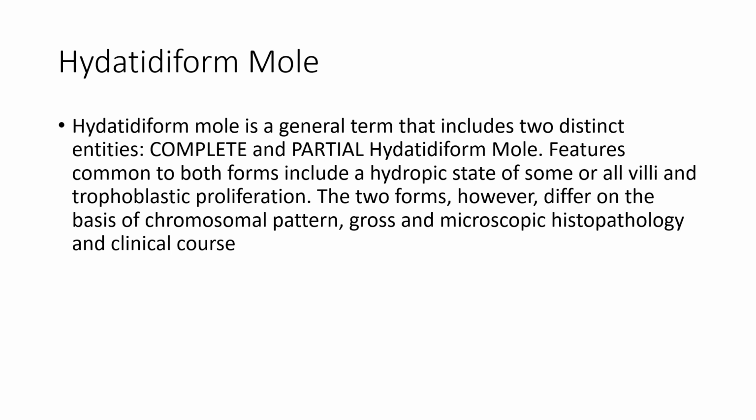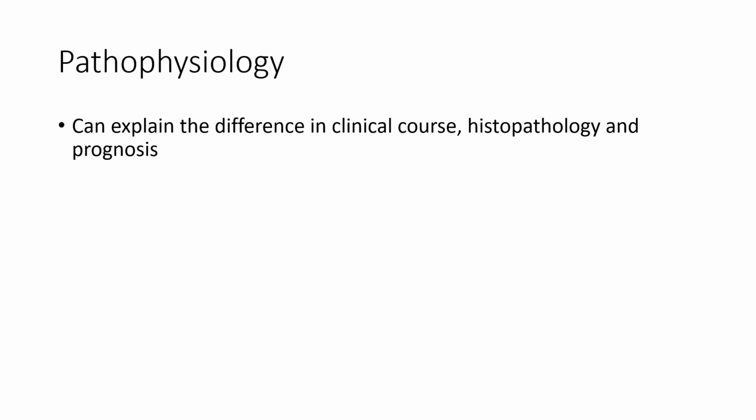So the definition of hydatidiform mole is a general term that includes two distinct entities, either complete or partial. Features common to both forms include a hydropic state of some or all villi and trophoblastic proliferation. The two forms, however, differ on the basis of chromosomal pattern, gross and microscopic histopathology, and clinical course. Pathophysiology can explain the difference in clinical course, histopathology, and prognosis.